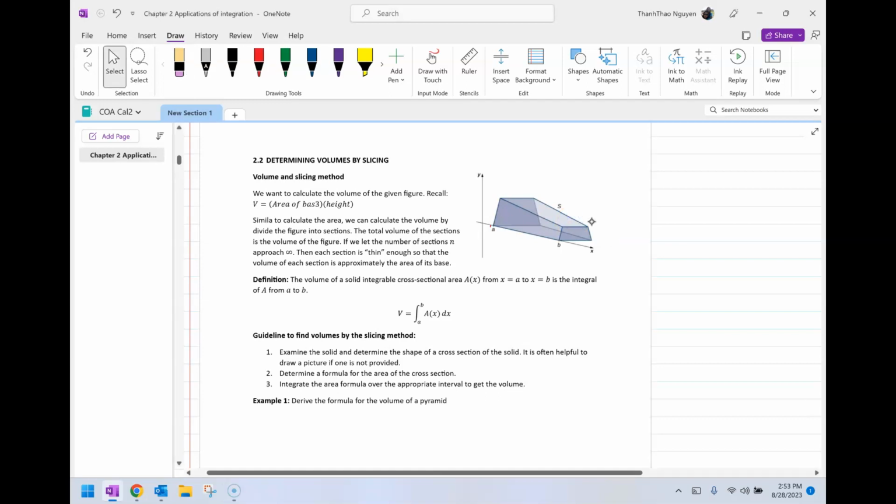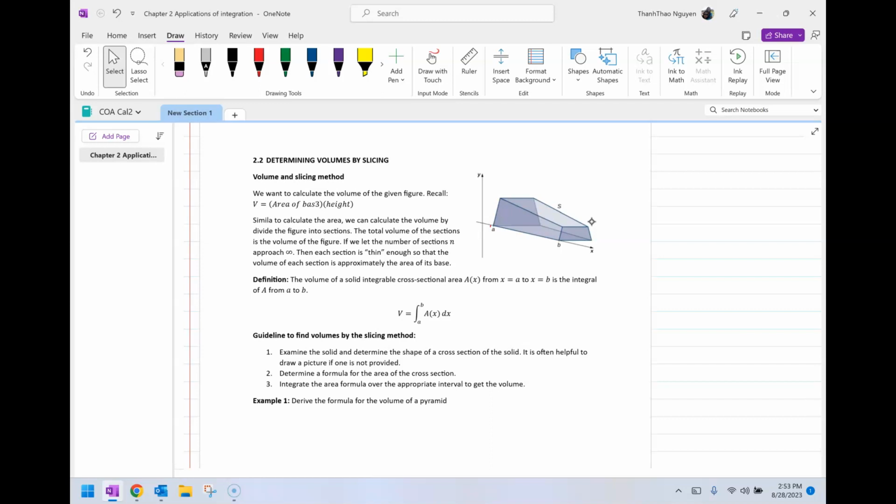Let's talk about the volume of a figure. Earlier, when we calculated the area bounded by two curves or the area under a curve, we divided the interval into small sections, and then we added up the area of the small sections to get the area of the bounded region.